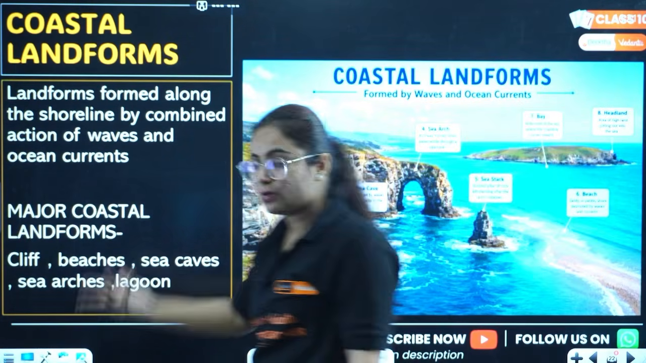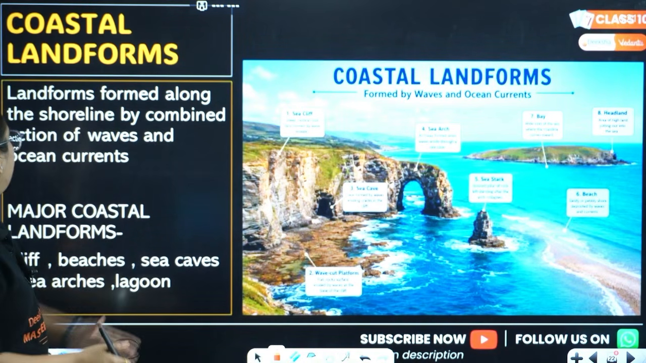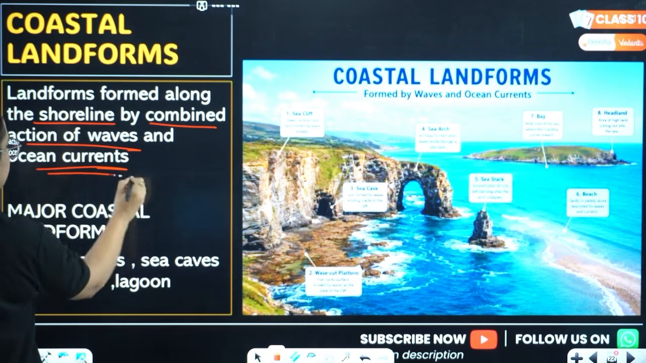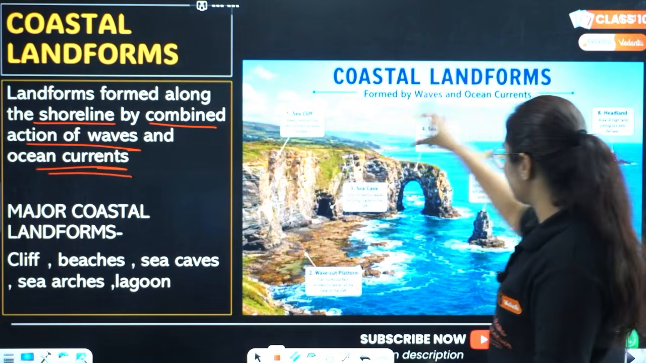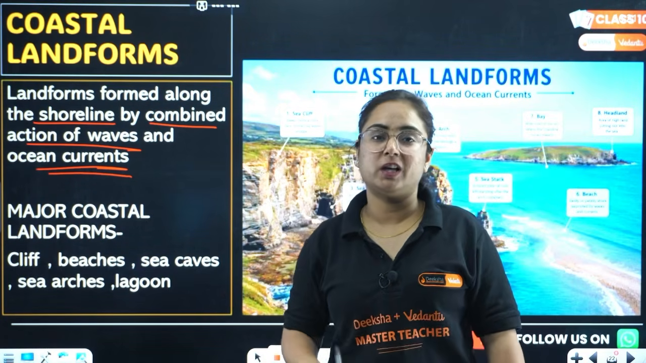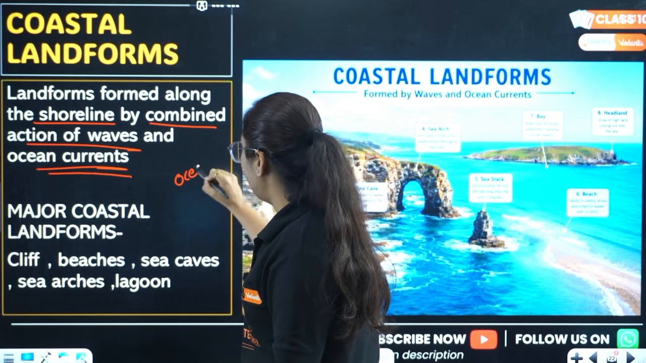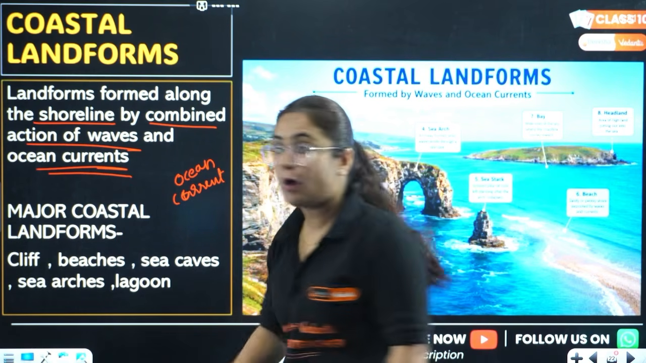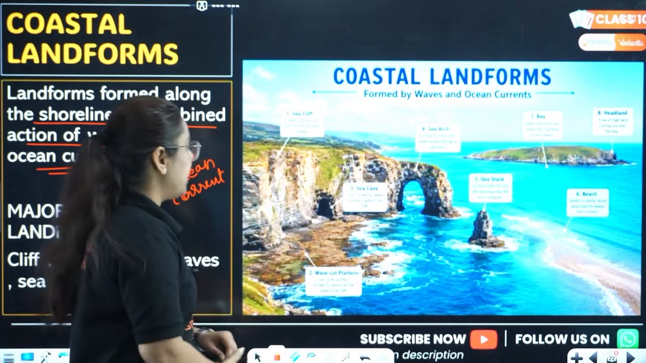Now next is coastal landform, as I already told you. See beta, landforms that are formed along the shoreline by the combined action of waves and ocean currents are known as coastal landforms. There are a lot of types of landforms out here which are formed because of the action of ocean currents and waves. Which are the types of landforms?